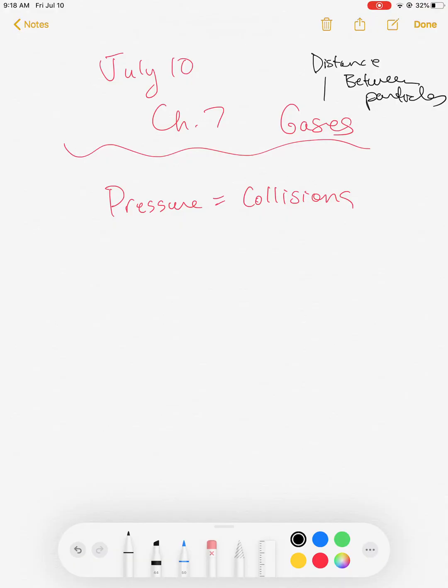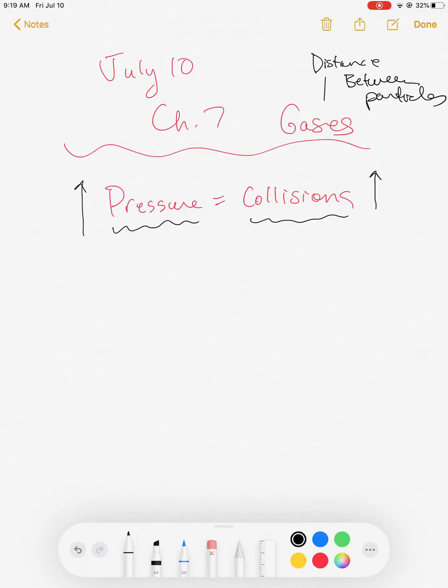So because gas particles are so far apart, they're free to move around, and they will collide with the sides of their container. And when they do that, they create pressure. Pressure equals collisions, collisions equal pressure. So very, very simply, if you increase the number of collisions, you will increase the pressure of the gas.